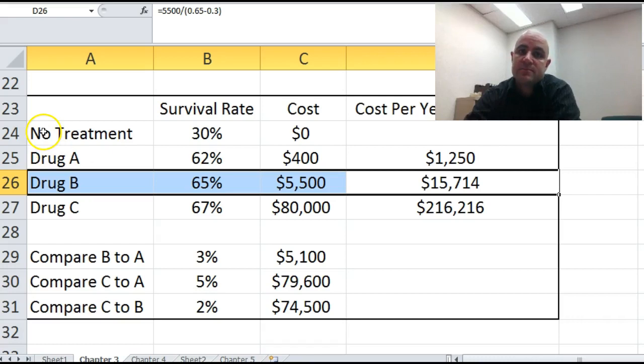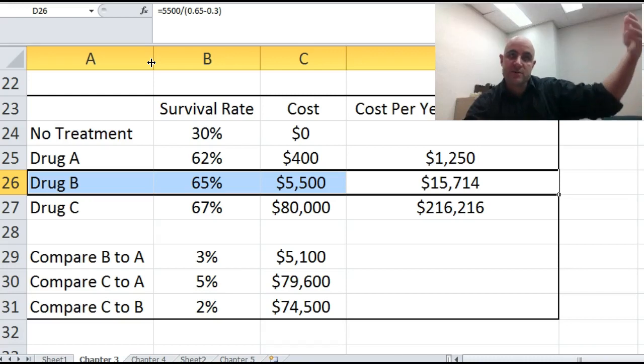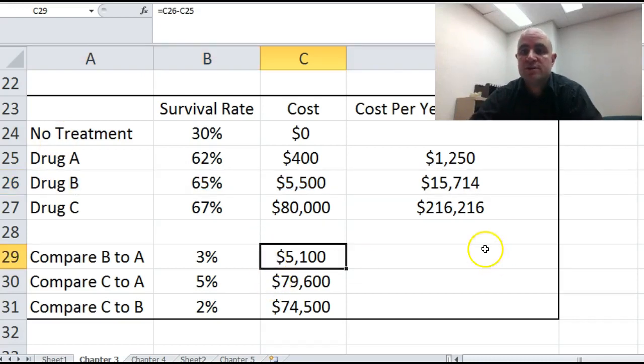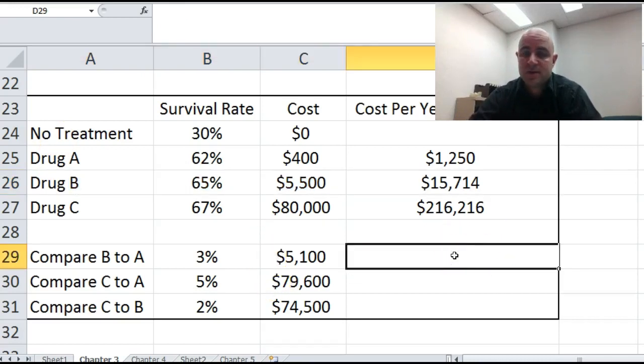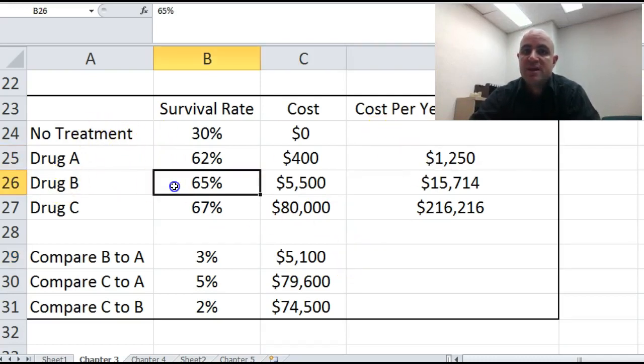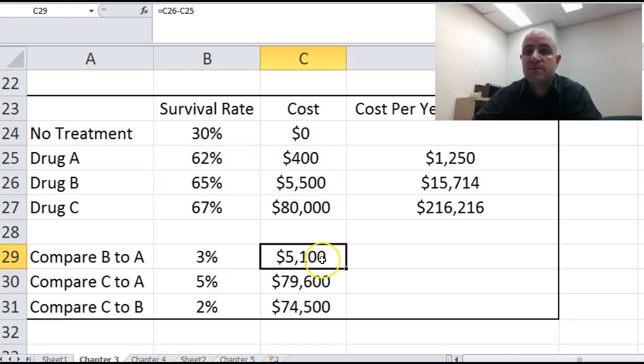So you're not deciding no treatment versus A, no treatment versus B, no treatment versus C. You're going to look at what's my best option: no treatment or A or B, B or C, A or C. So it's a way to compare all of them and make those incremental changes. So what you want to do is look at the changes. Going from no treatment to A, that's already given. Now with B, you know that drug A is out there. So drug B is going to cost you $5,100 more. Instead of $400, it's going to be $5,500. Instead of 62% survival, 65.